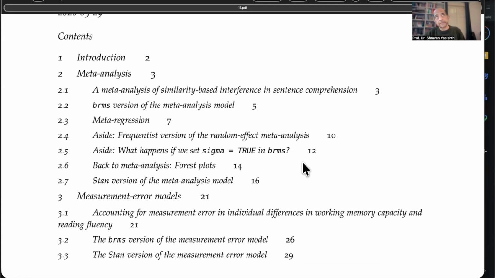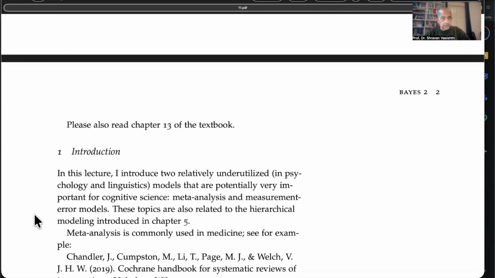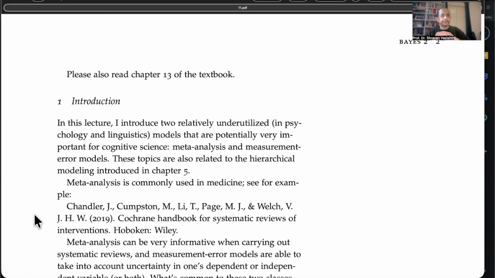So if you're doing a PhD, for example, it would be very, very useful to do a literature review accompanied with a quantitative meta-analysis. And I'll talk about measurement error models and their value later on. So let's start with meta-analysis.